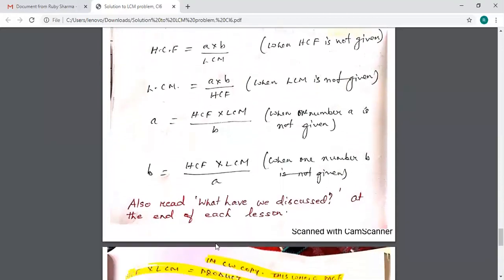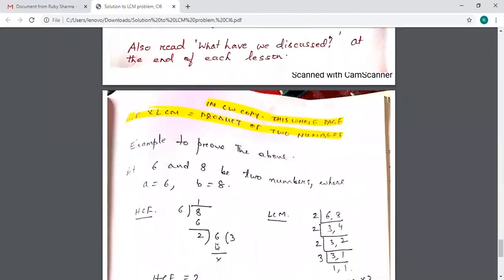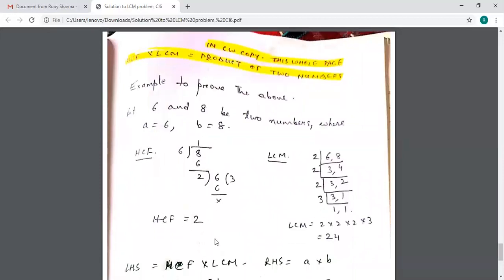So this you just go through, and children, please, at the end of each lesson, there is a page where what we have discussed is given. That is very important. Go through each and every line. And next, in your classwork copy, you also write this example to prove that HCF into LCM is equal to the product of two numbers.